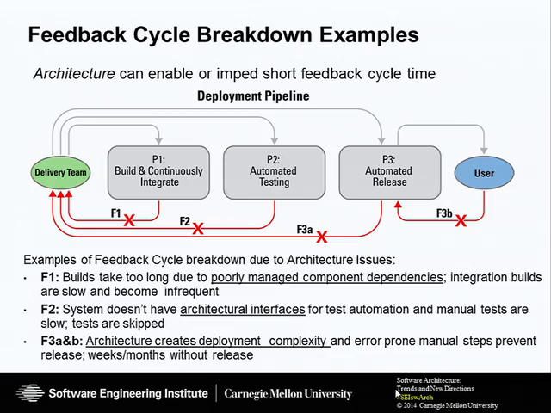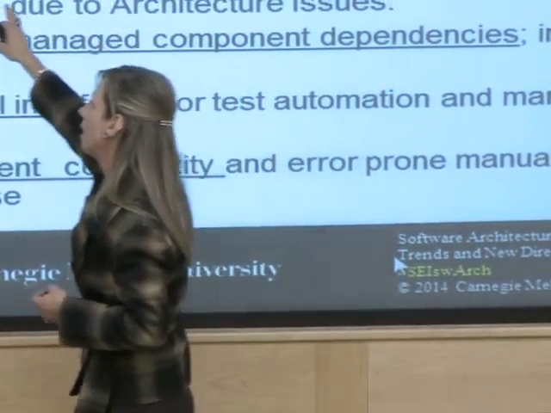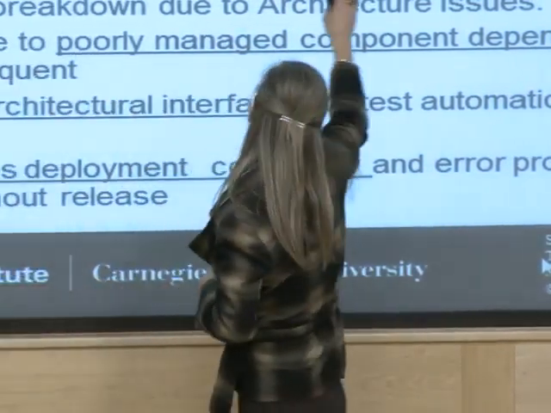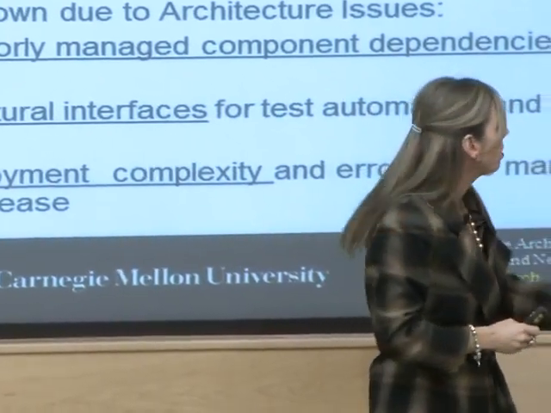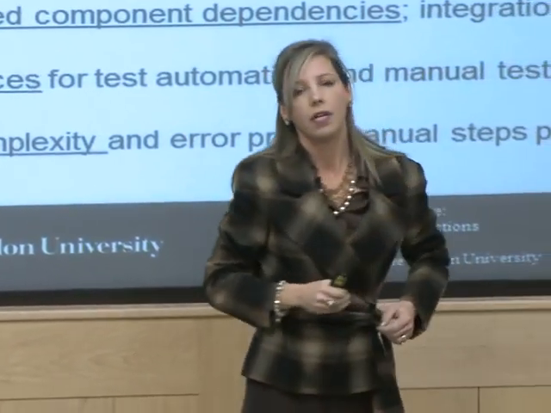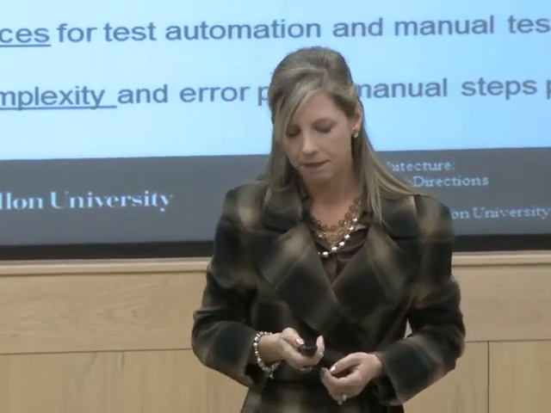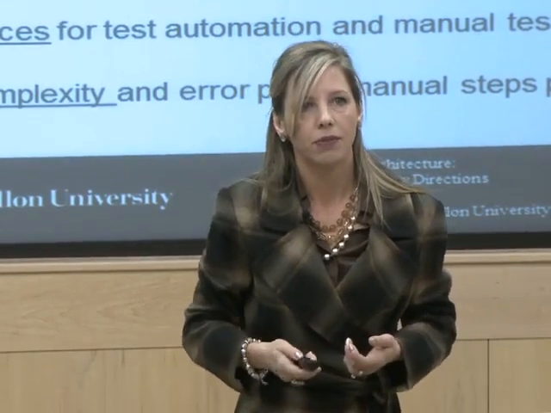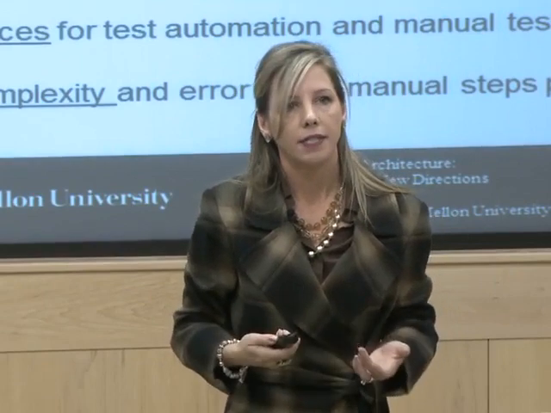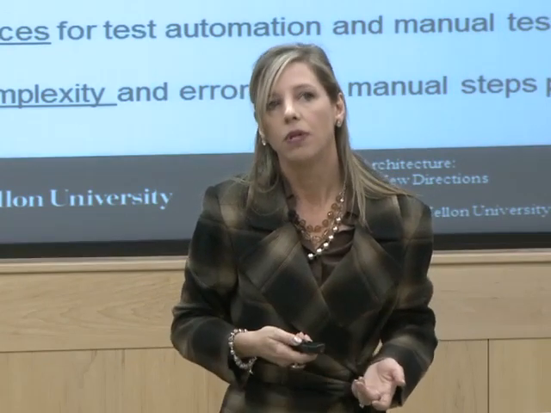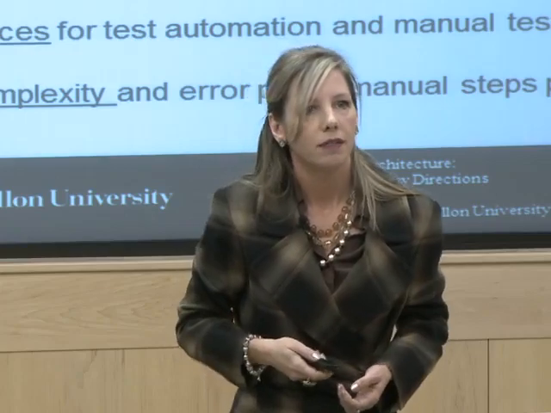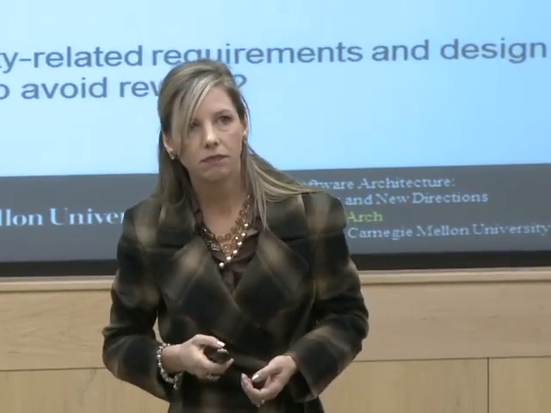F3 and A and B, in this example, the architecture creates deployment complexity, and error-prone manual steps prevent the release, and so you end up with weeks or months without being able to release. And this breaks this feedback cycle, so you're not getting the feedback to the development team, and you're also not getting the fielded software out to the user, and you're not getting the feedback from the user there. So those are some examples of how architecture can enable or impede the feedback cycles.